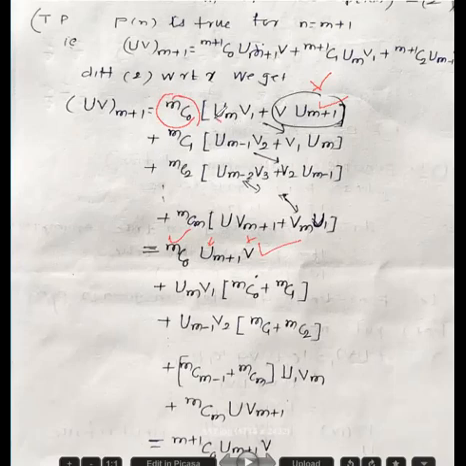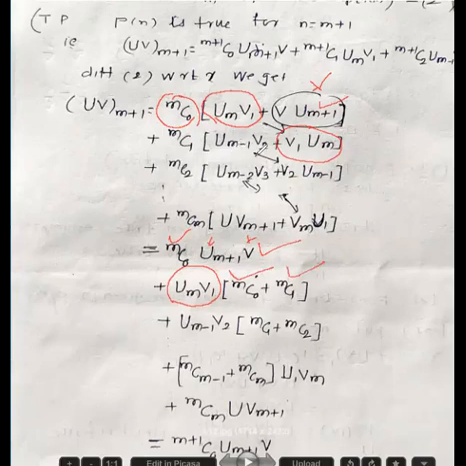What are the common terms? u^m v1, u^m v1. Where is the term? u^m v1 is common. Now here the coefficient is mC0, this is mC0. Here the coefficient is mC1. All right.